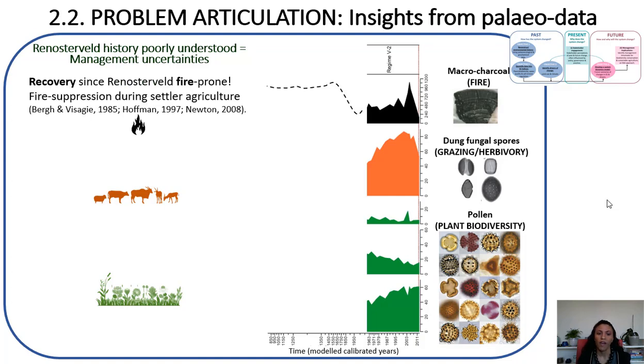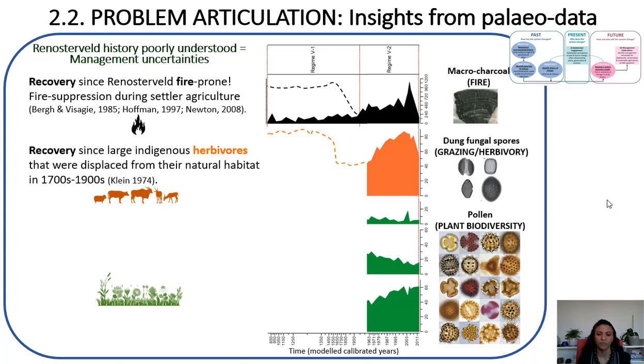For example, with fire, we could think that the recent spike that we see in the charcoal is actually recovery. This is probably because renosterwald is a fire-prone vegetation type. It needs fire to reproduce, and also because there was fire suppression during the settler agricultural period. But actually, what we see is that fire was a lot lower in this particular site than it is today.